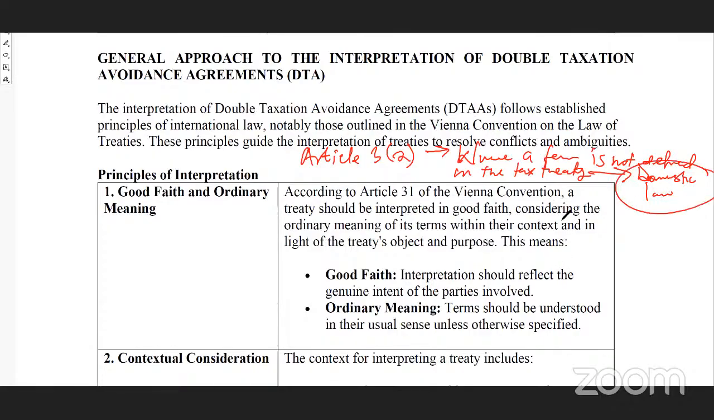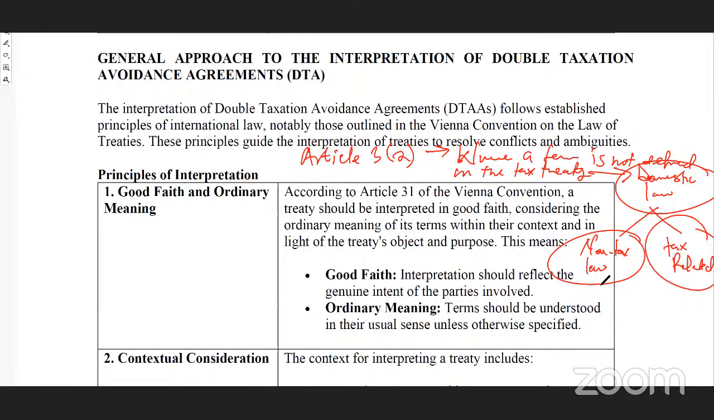The domestic law. And if the term is defined in a non-tax section of the domestic law and a tax-related section of the domestic law, which one do we make reference to? Which one prevails? The tax-related.